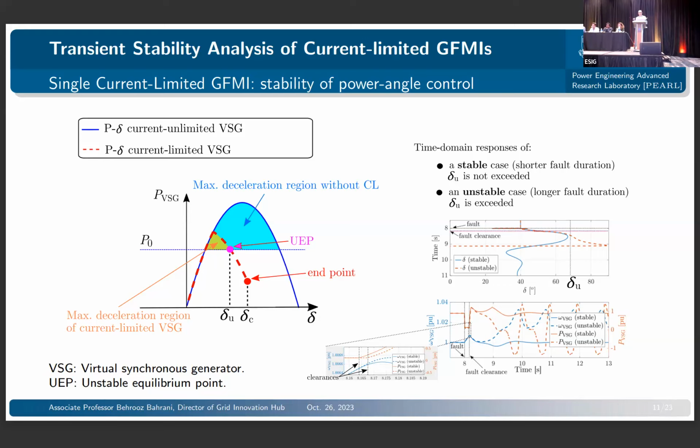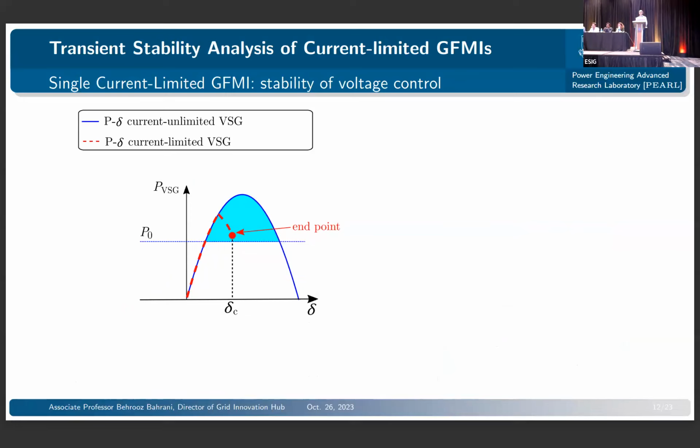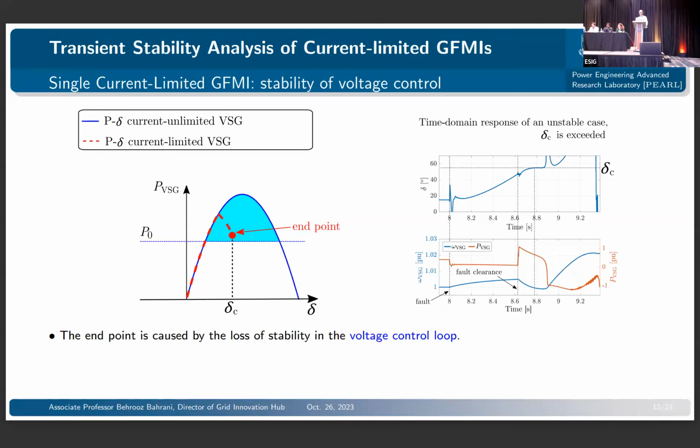Well, the VSG is already unstable, so if I pass delta U, my system is unstable. I don't care whether the voltage controller is stable or not. But there might be cases where this endpoint, where the voltage controller becomes unstable, happens before the point that the primary loop might become unstable. In these scenarios, you will lose stability not because your primary loop is becoming unstable, but because your voltage loop is becoming unstable. And this can happen in a Q-prioritized grid forming inverter.